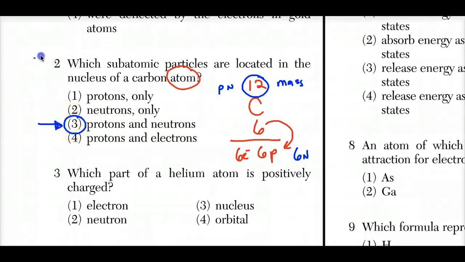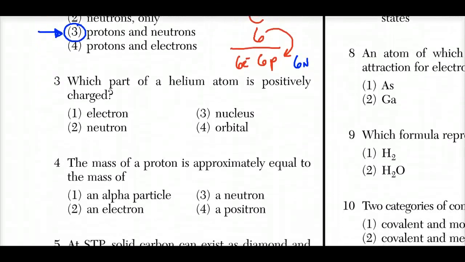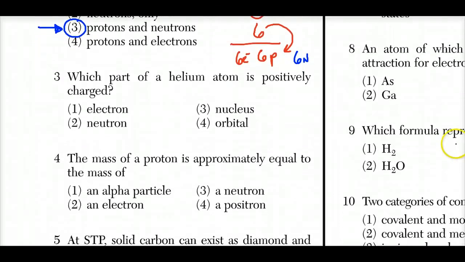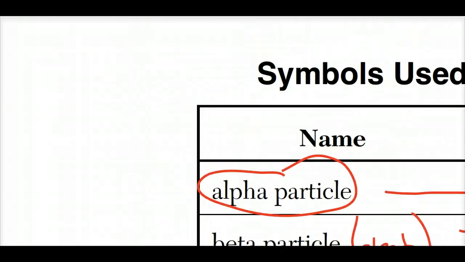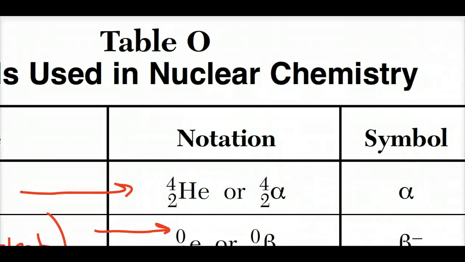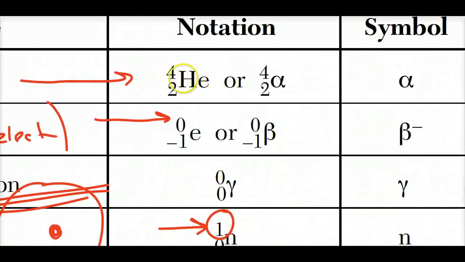Number 3. Question number 3: which part of the helium atom is positively charged? All these questions are going together. The nucleus, of course. In fact, an alpha particle is a helium nucleus. If you go back to Table O, the alpha particle is given this symbol, 4/2. Why? Because it is a helium nucleus. It's got 2 protons.